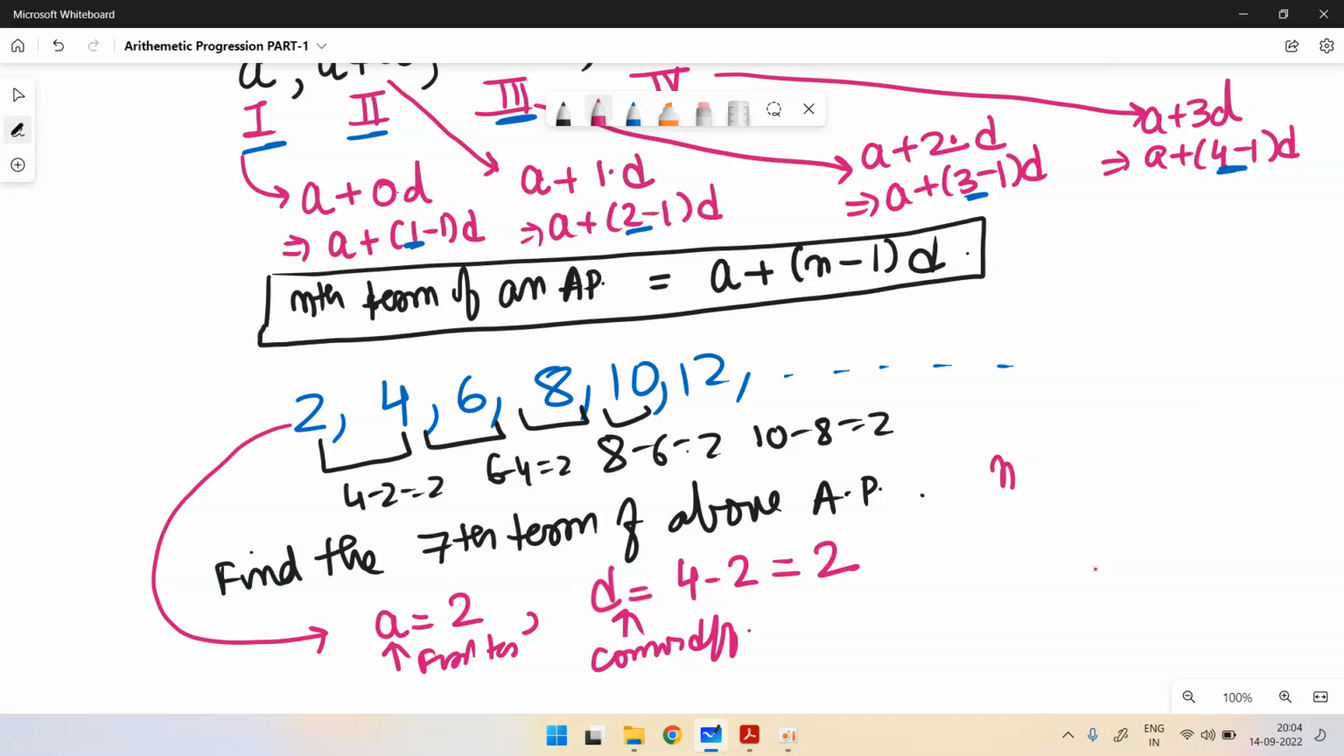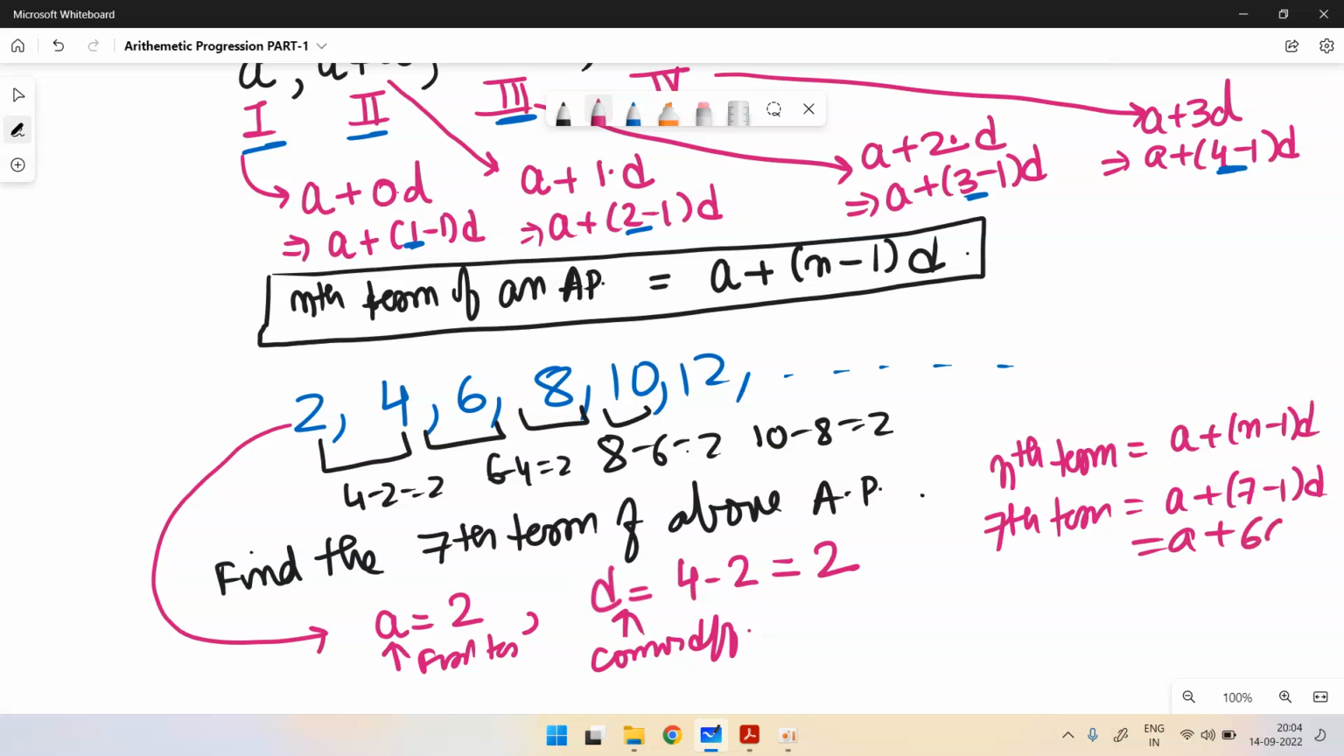Now, I know that my nth term is given by A plus (n minus 1) into D. So my seventh term will be A plus (7 minus 1) into D, which is A plus 6D. Now, as per the question, the value of A is 2 and D is 2. I need to put these values here, so this will be 2 plus 6 into 2, nothing but 14.